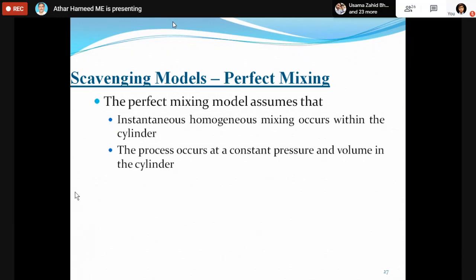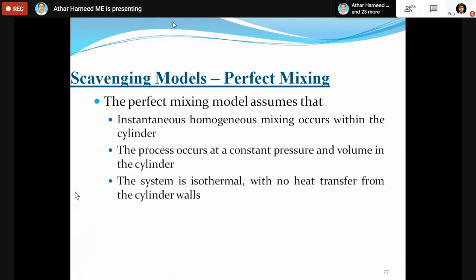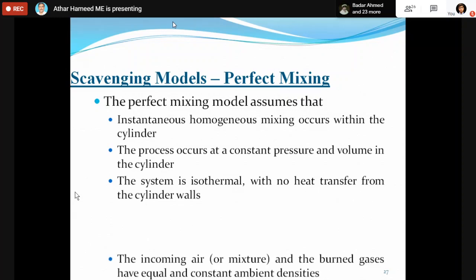In that case, the volume and pressure will remain constant. Whatever volume is going out, the same volume is inducted in. Whatever pressure is going out, the same pressure is inducted in. So pressure and volume both remain constant. The system is isothermal, meaning the temperature also remains unchanged. Whatever is coming in, the temperature inside the system remains the same, with no heat transfer from the cylinder walls. This is also an assumption.